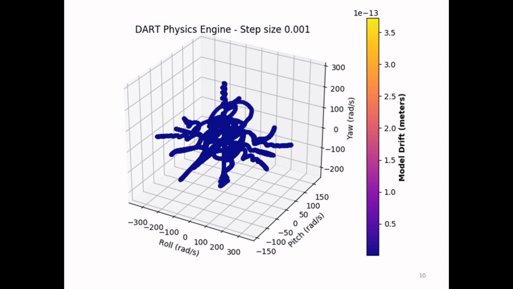The same experiment was run again, where we're exciting all the different motor permutations, except this time we're doing it using the DART physics engine. And as we can see here, there is absolutely no drift occurring between these links. If we look at the color bar, these values are 1e to the negative 13. So we have essentially the behavior that we are expecting and that we desire.